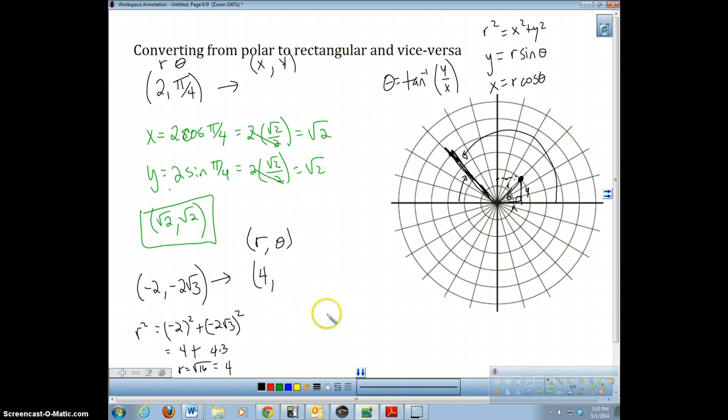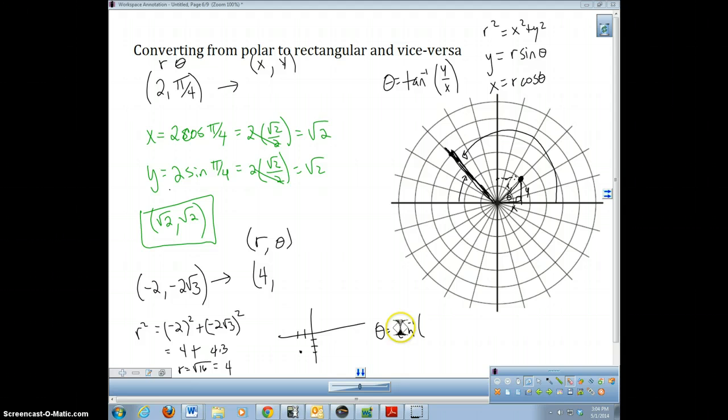So theta here, we're going to go -2 and down -2 root 3. So that's like somewhere around here. But instead of saying the inverse tangent, let's say that the tangent of theta is equal to -2 root 3, which is the y, over the x. Okay, and this simplifies to root 3.